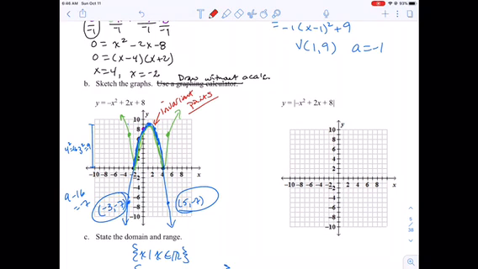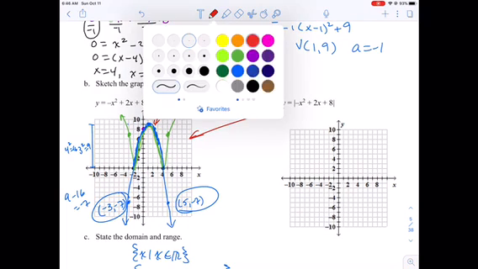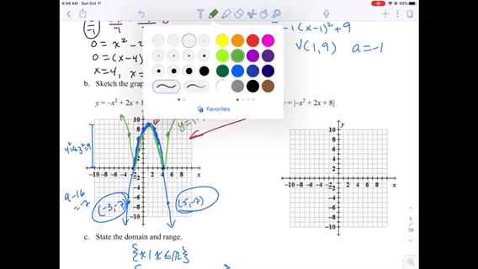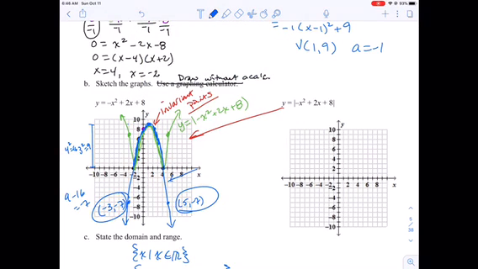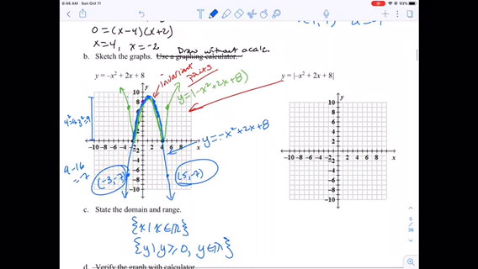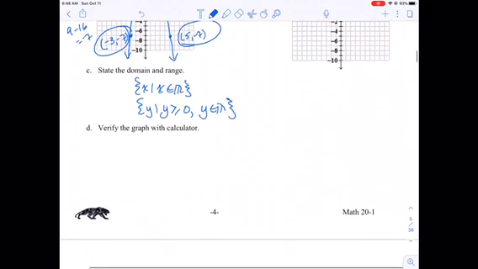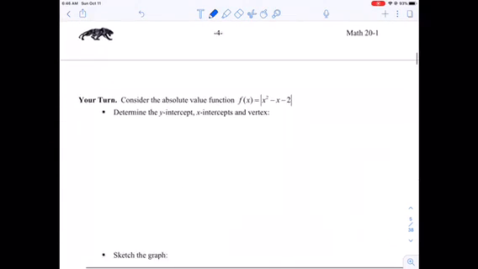Points. Okay, and I'm going to do this on the same graph. So this green portion is our y equals the absolute value of negative x squared plus 2x plus 8. And the blue was, of course, y equals negative x squared plus 2x plus 8. Okay. Verify with the graphing calculator. You can do that if you would like.